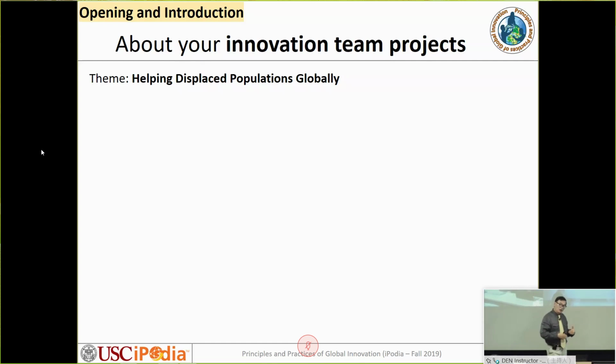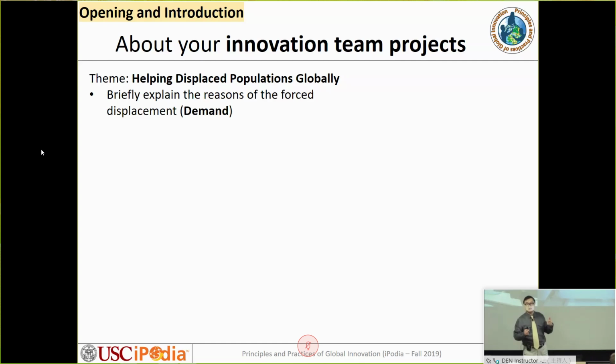In 2 weeks from now, you will then be assigned to a small team. At that moment, hopefully you already have a broad understanding of the problem by sharing the information in the discussion board, so that you will be able to quickly focus on your project. So that is why I want to begin by telling you something more about this team project called Helping Displaced Population Globally. Okay?